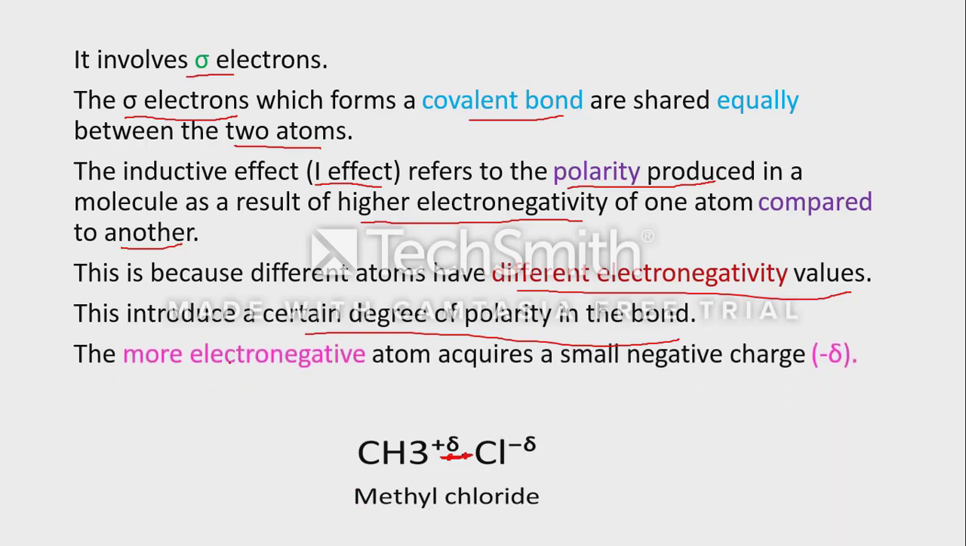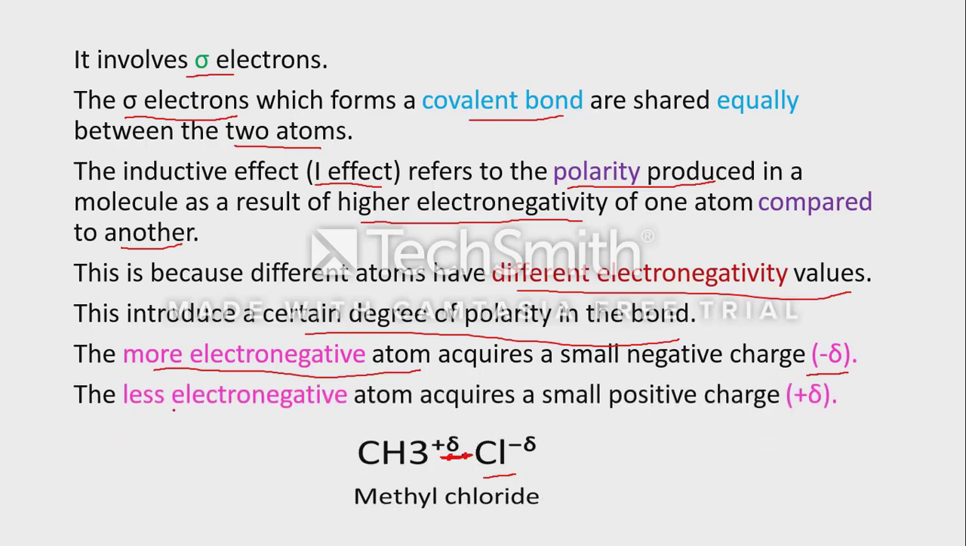Then next, the more electronegative atom acquires a small negative charge, also called a partial negative charge. In the example of methyl chloride, chlorine is the more electronegative atom. It acquires a partial negative charge, and the less electronegative atom acquires a small positive charge.